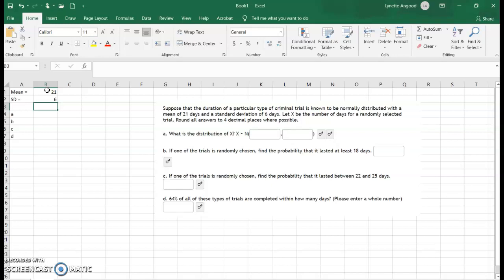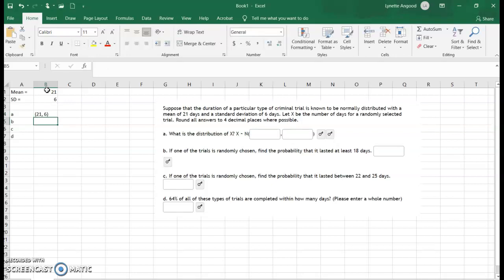So question A is just asking you to recognize that it's normally distributed because we were told it was, and that its mean is equal to 21 and its standard deviation is equal to 6. So that's just a normal distribution notation that we're learning to use. Capital N out in front and then 2 numbers in the parentheses separated by commas, the first being the mean, the second being the standard deviation.